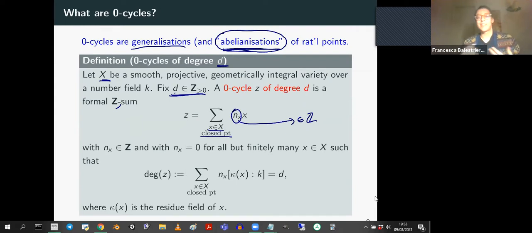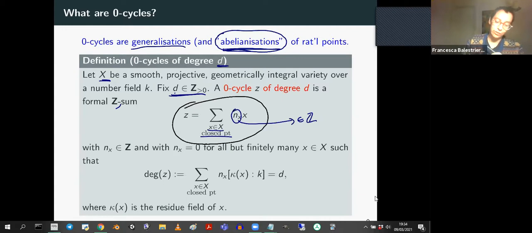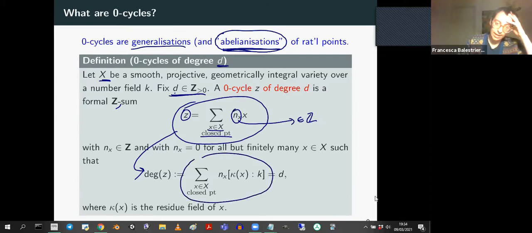This is the definition of a zero cycle, but it still doesn't contain the information about the degree. So we want this formal sum here to also satisfy this constraint. So the degree of this Z is defined by this expression. We just take the same number n_x, and now we multiply it not by x, but by the degree of this extension, where k(x) is the residue field of x.